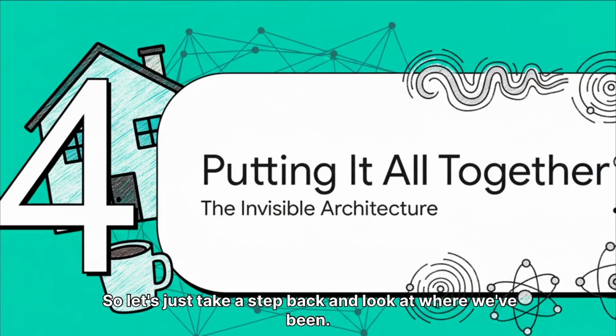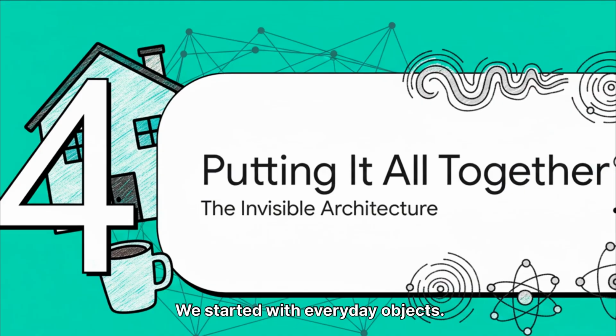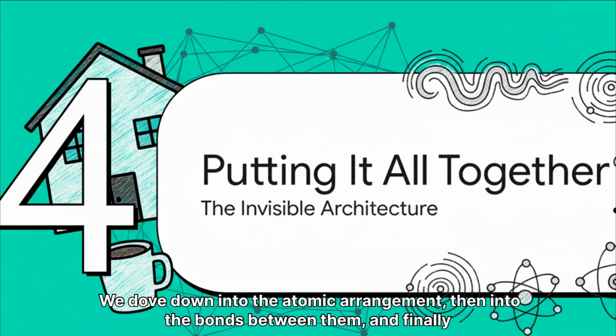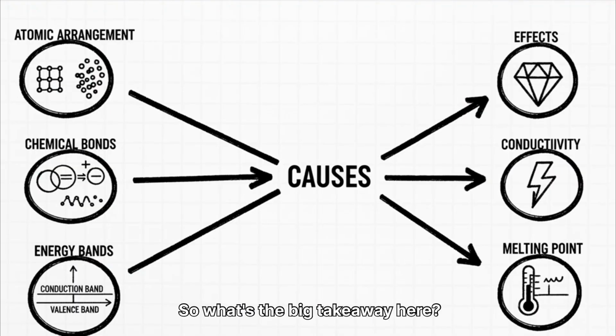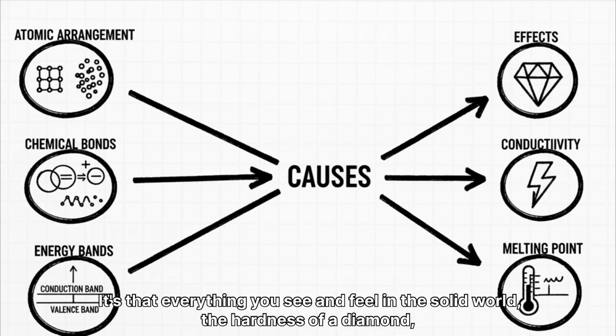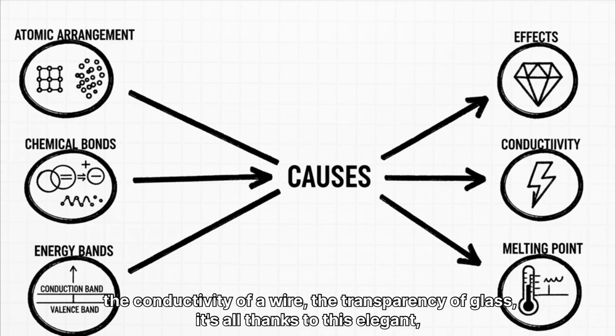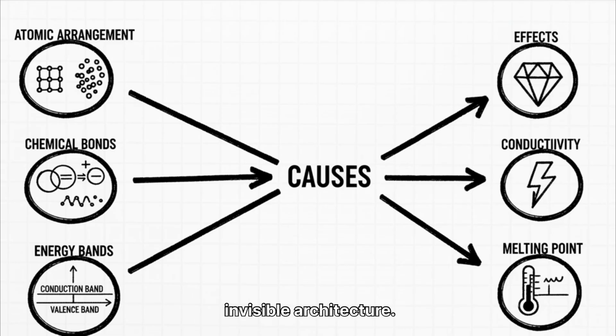So let's just take a step back and look at where we've been. We started with everyday objects, we dove down into the atomic arrangement, then into the bonds between them, and finally all the way into the quantum world of electrons. It's been quite a ride. So what's the big takeaway here? It's that everything you see and feel in the solid world, the hardness of a diamond, the conductivity of a wire, the transparency of glass, it's all thanks to this elegant, invisible architecture.